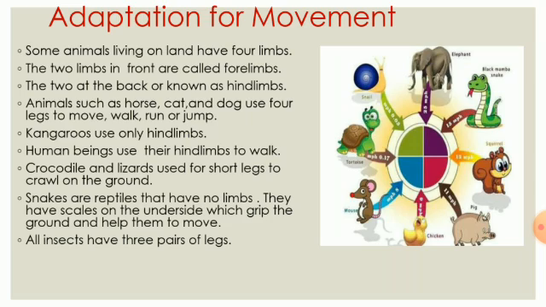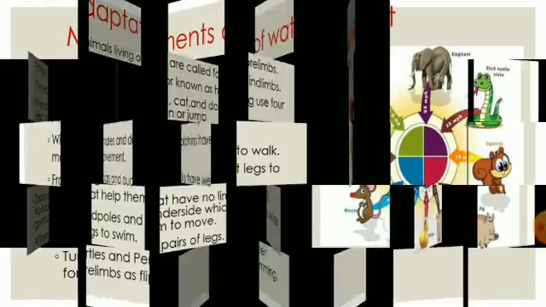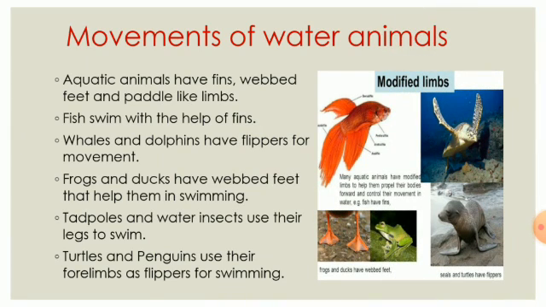And you know snakes are reptiles. They do not have legs, right? So how do they move? They have scales on the underside of the body which grip the ground and help them to move. And insects have three pairs of legs. So first we have seen about the movement of the land animals.